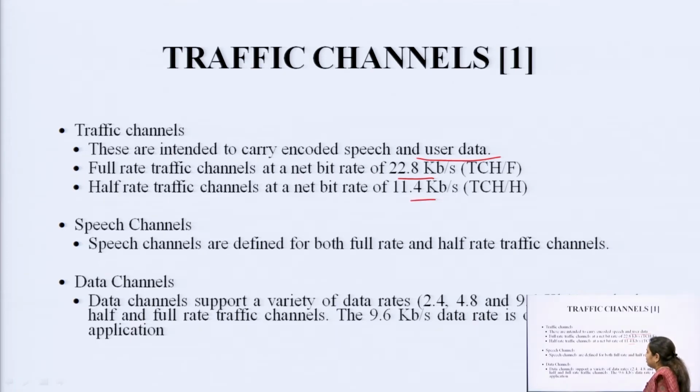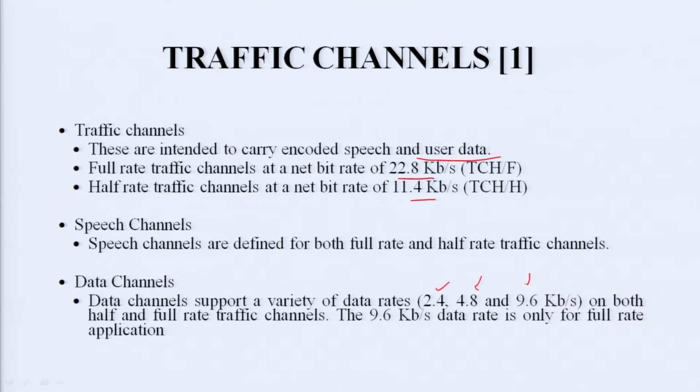Then speech channels are defined for both the full rate and half rate channels. Data channels support a variety of data rates, that is 2.4, 4.8 and 9.6 kbps, which are the standard values, on both half rate and full rate traffic channels. The 9.6 kbps data rate is only for the full rate application, and the other two, 2.4 and 4.8, can be used for the half rate case.